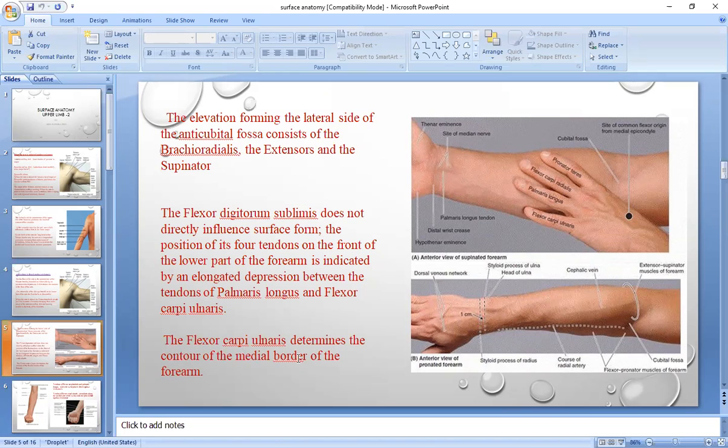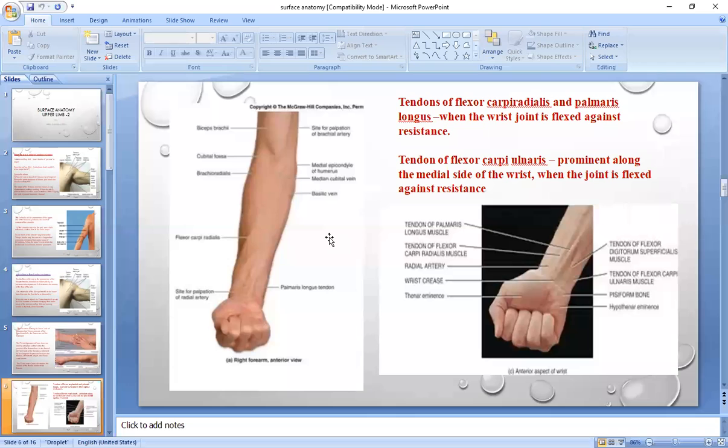So, flexor carpi ulnaris determines its contour along the medial border of the forearm. So, when you flex your wrist against the resistance, you can appreciate the roundness of the medial border of the forearm. That is because of the contraction of the flexor carpi ulnaris. So, here what I told, muscles are not that prominent, but their tendons, by the contraction, will form very prominent structures in the lower one-third of the forearm.